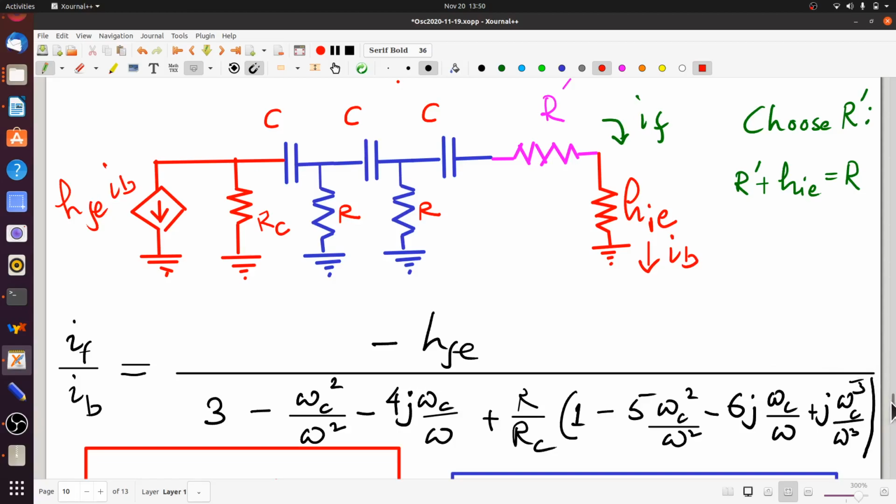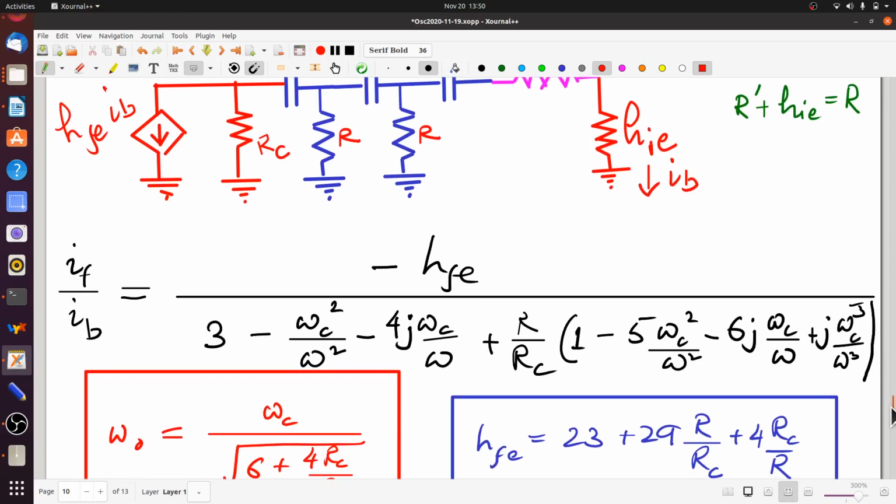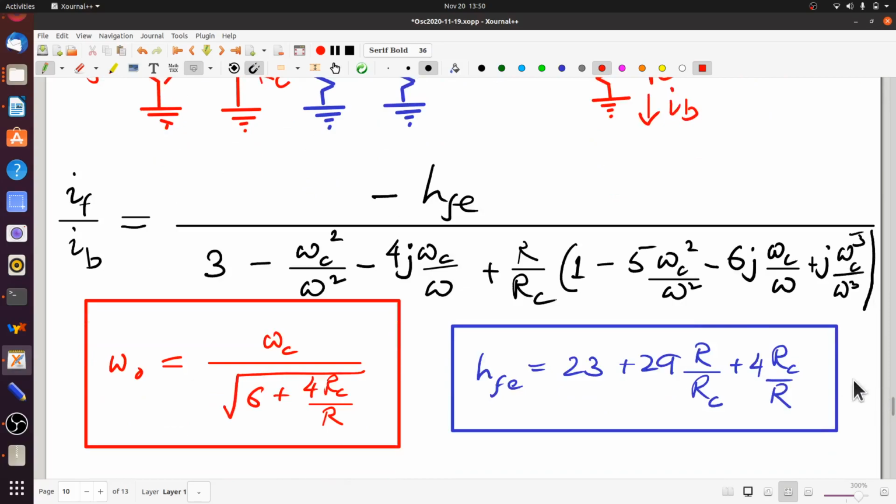And if you insist on this being equal to 1, the purely imaginary parts must cancel. From that you will get this expression. And once you plug that back in, you end up with the IF by IB ratio, which should actually be more than 1 to begin with, but if you set it exactly equal to 1, this is the HFE you get. In fact, you actually need an HFE which is larger than this.